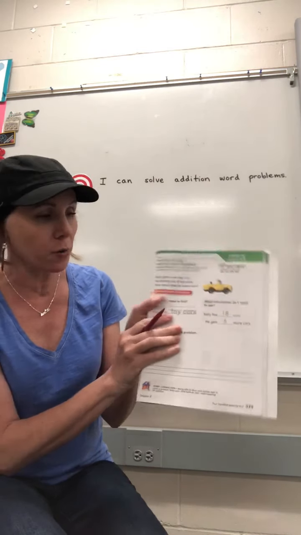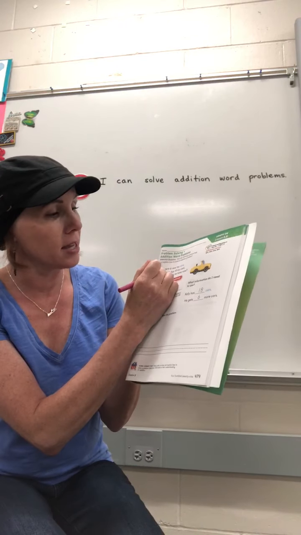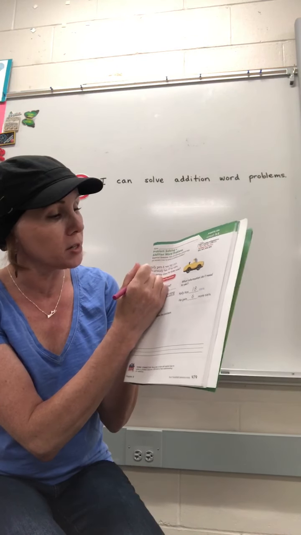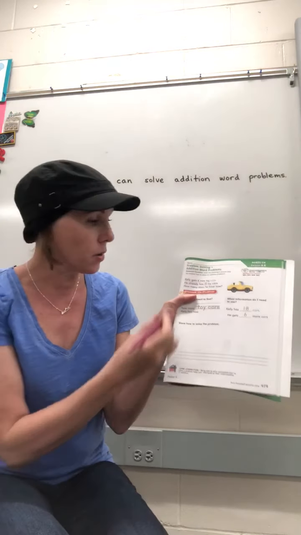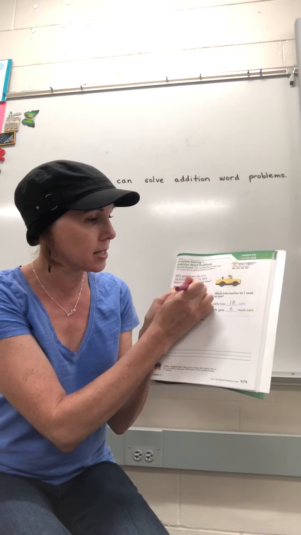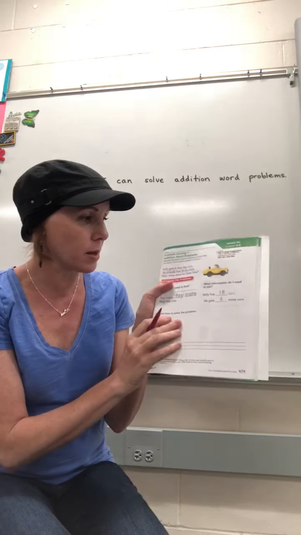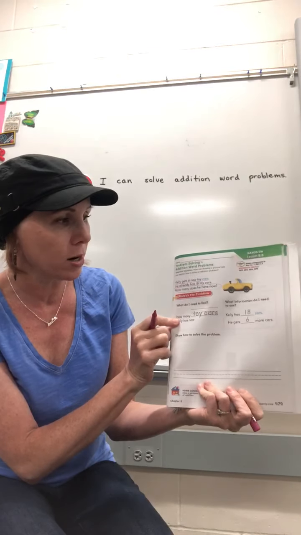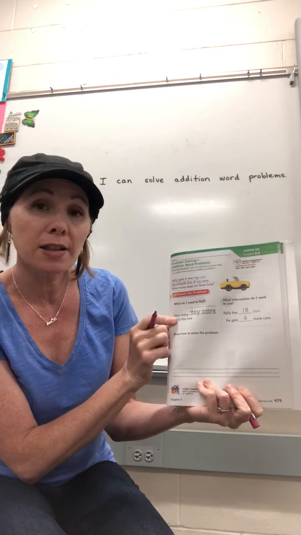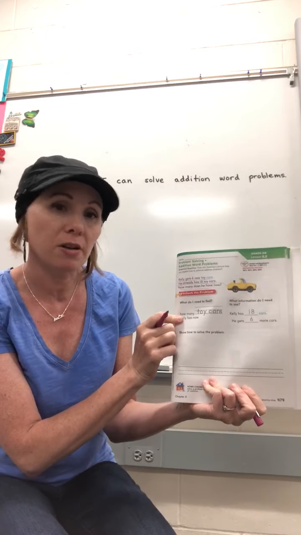So here's what we know. We're going to underline. Kelly gets 6 new toy cars, and he already has 18 toy cars. And the question is, how many does he have now? So that's what I'm going to circle. And they help you unlock the problem here more. And we're going to think about drawing a picture to help us solve this today too.